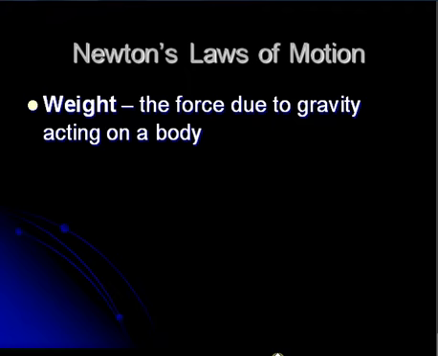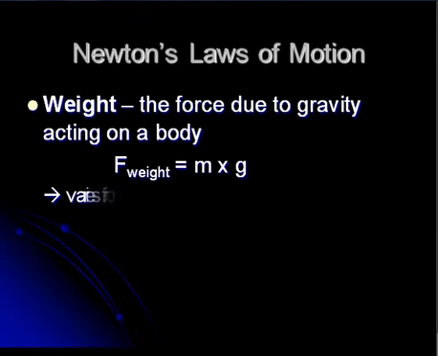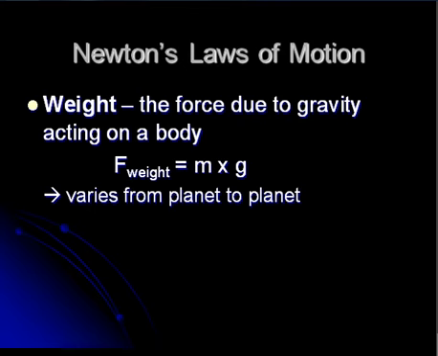Weight is the force due to gravity acting on a body. This is a very common mistake people make, that they think mass and weight are the same thing. They are related, but they are not the same thing. In fact, they are related by this equation. Your weight is equal to the mass times the acceleration due to gravity. Now, since the acceleration due to gravity is different from place to place and planet to planet, your weight would be different on different planets.